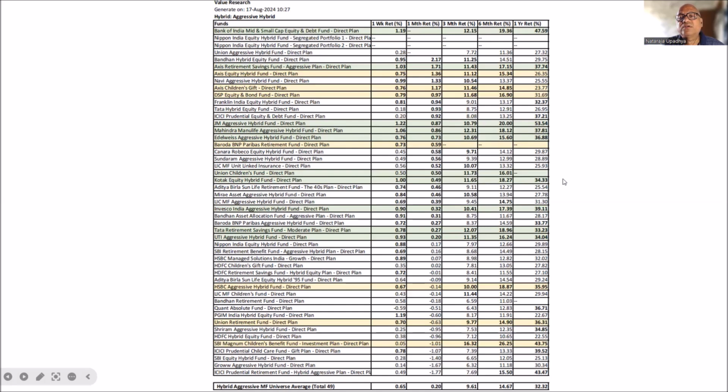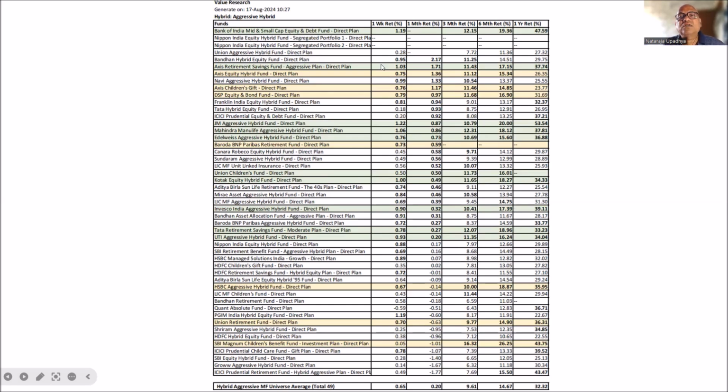Union Children's Fund, new fund, only 6 months return 16.01. Kotak Equity Hybrid Fund 34.33 for the year. Invesco India Aggressive Hybrid Fund 39.11, Tata Retirement Savings Fund Moderate Plan 33.23, UTI Aggressive Hybrid Fund 34.04. See, you can see here that Tata Retirement Savings Fund Moderate Plan has come in here than the aggressive plan because of the equity corrections that are in the background.